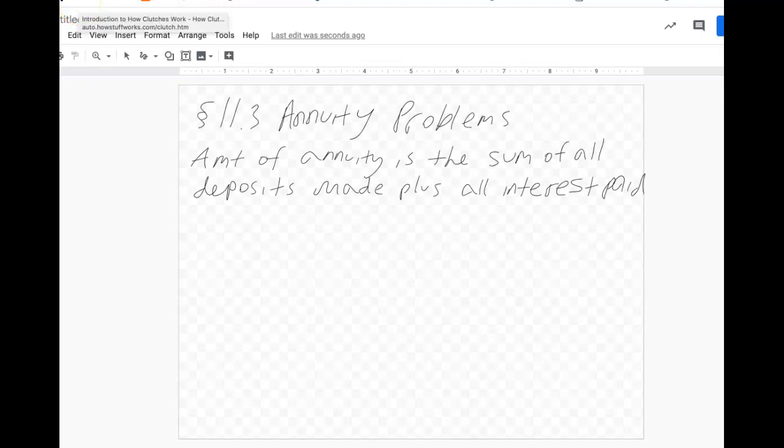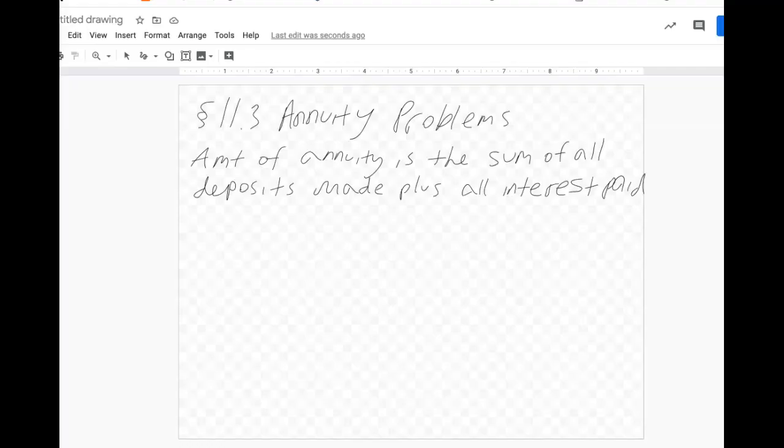I wanted to provide some examples and help with the last topic in the section, annuity problems. There are some definitions in the theorem and Canvas. What I want to show is how we got that formula in the theorem. It's going to be based off the fact that the amount of the annuity is the sum of all the deposits made plus all the interest paid.